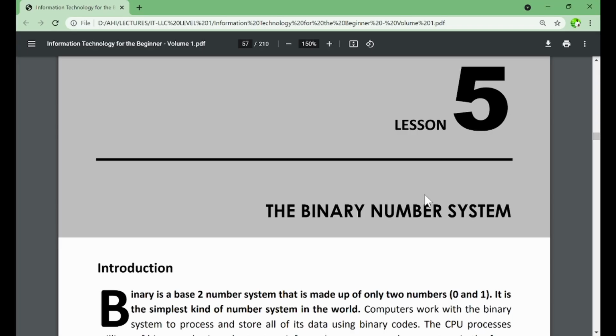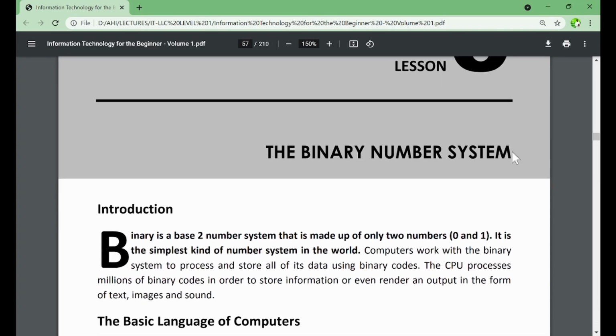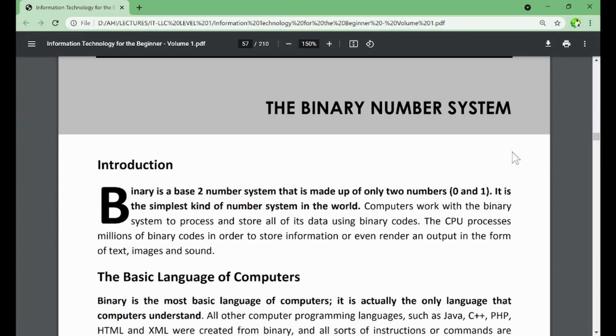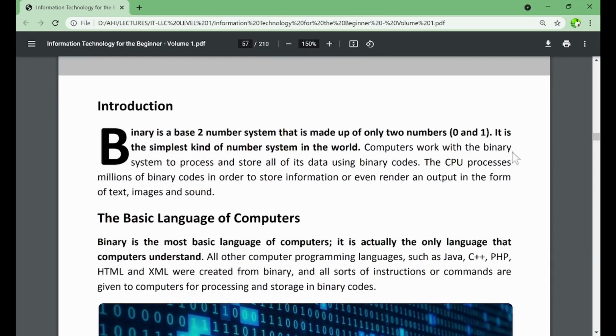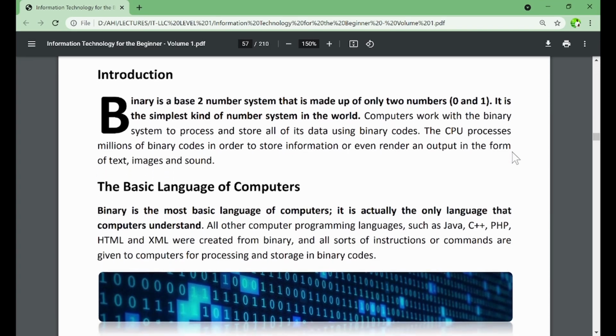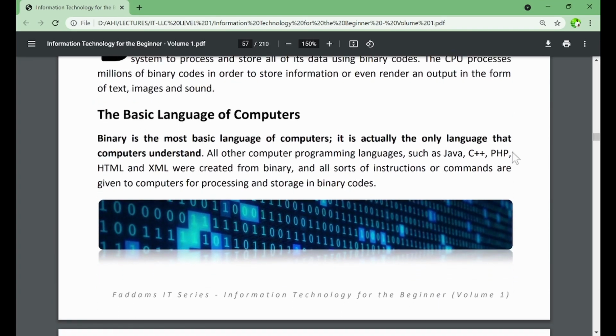So once again, I welcome you to our class on the binary number system. This is lesson 5 in our level 1 IT training. So we are still talking about the binary number system, and the last time we started with the definition, and we said binary is a base 2 number system, and it is made up of only 2 digits, which are 0 and 1. We also learned that binary is the most basic language in computing.